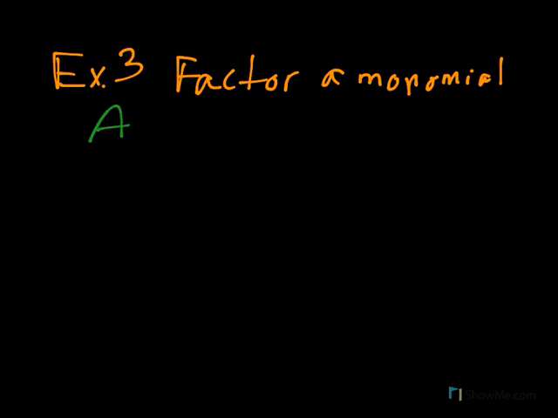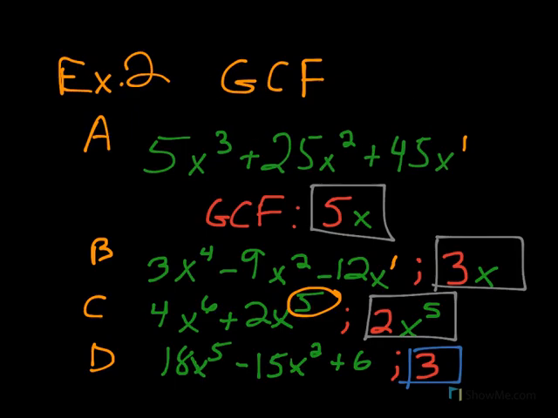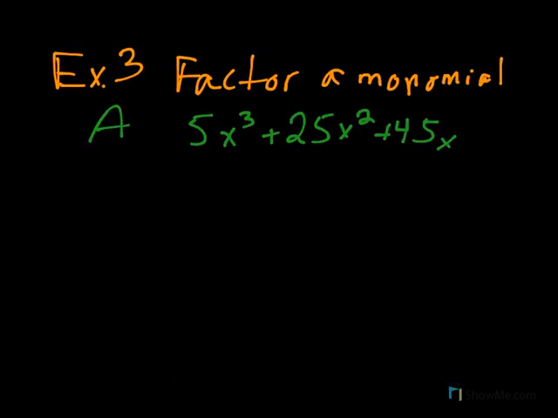Example A. This will make more sense when you actually see it done. 5x to the third power plus 25x squared plus 45x. This is the same problem that we had at the beginning. Look at it right there. So we know the greatest common factor. If you look at it, now it should be faster to deal with.